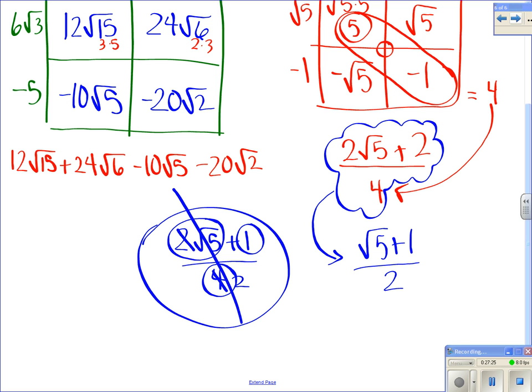Questions? Yes? With the 2 square root of 5 plus 1, can you add together the 2 and the 1? Good question. 2 square root of 5 plus 1 aren't like terms because they don't both have a root 5. So we can't combine those if we had that for an answer. Anything else that you want clarified?